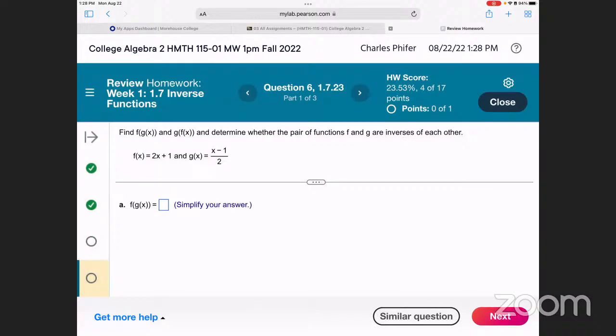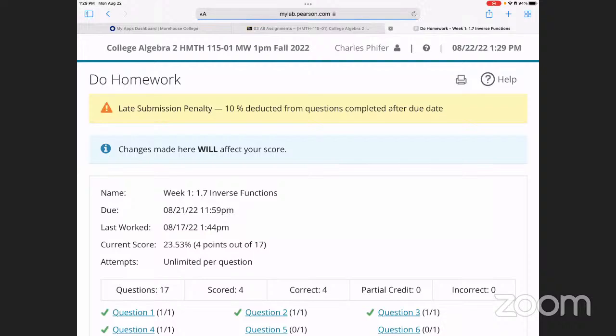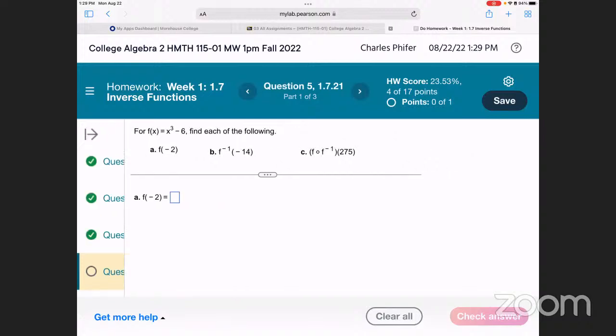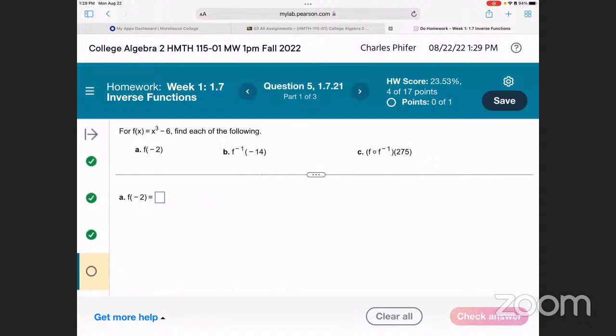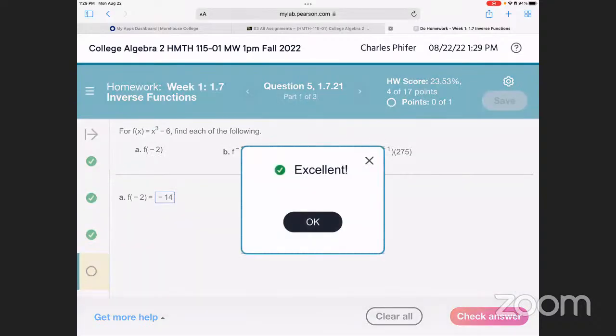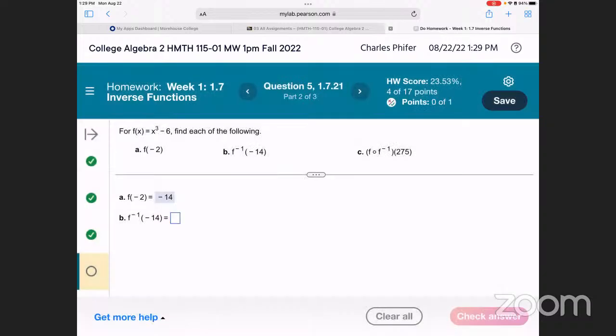Where did it go? Close. Review and practice. Improve score. Continue. Let's try that again. I think whatever option I chose kind of messed it up. Okay, let's try this. For instance, in part A, if x is -2, we plug in -2. -2 cubed is -2 times -2 times -2, all right? So that's going to be -8 ultimately. -8 minus 6 is -14. Let me see if I do -14. Okay, let me change something. On-screen keyboard. Let me just turn it off right now.